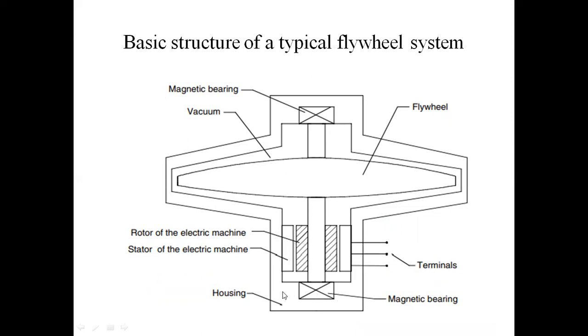These are the magnetic bearings, upper and lower, and here is the vacuum. This is the wheel. In this wheel, energy is stored in the form of kinetic energy at charging time. At discharging time, the wheel acts as a generator, like a turbine, and rotates the machine rotor.